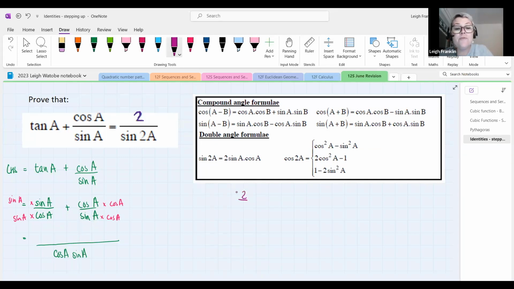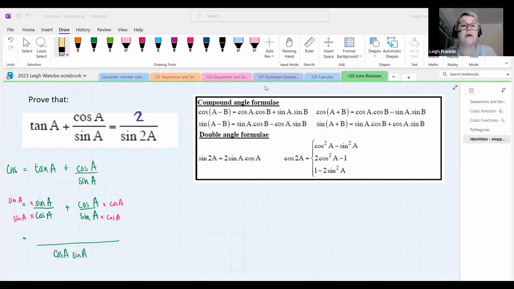So the idea here is exactly the same as when you're working with normal fractions. Imagine you have 2 over 3 plus 1 over 5. Your lowest common denominator would be 15, right? Which is 3 times 5. So here you'd have to times that by 5 and that by 5, and this by 3 and that by 3. It's exactly the same idea, except we're working with sine A and cos A instead of with numbers.